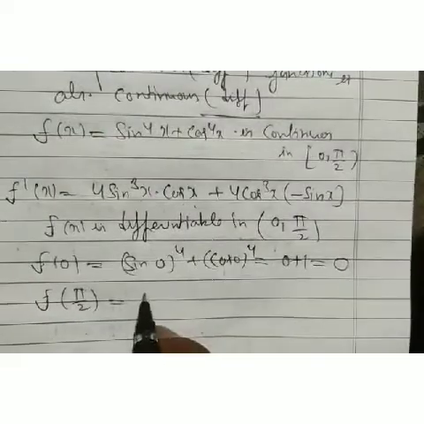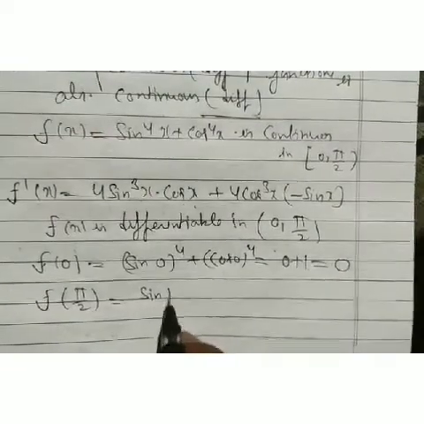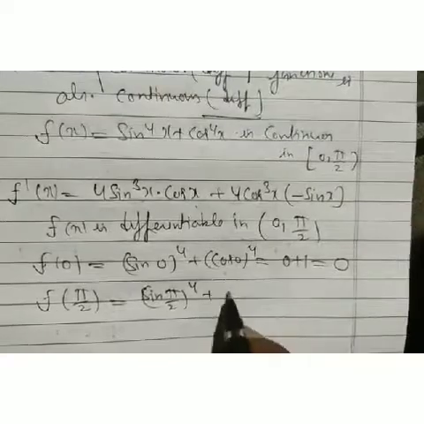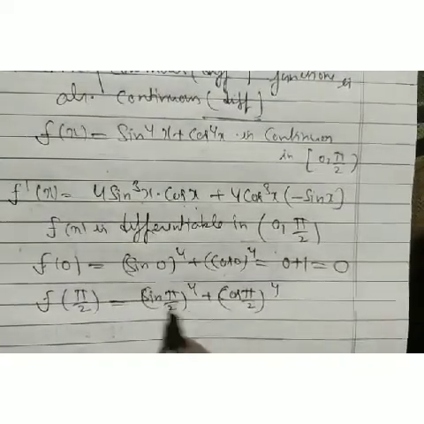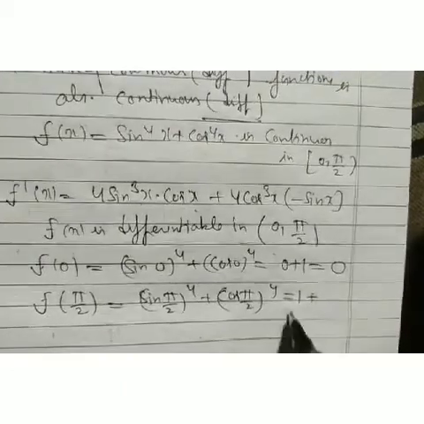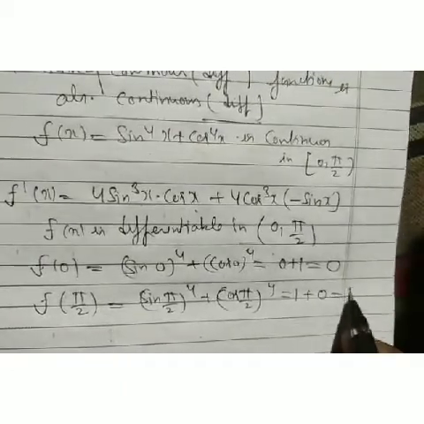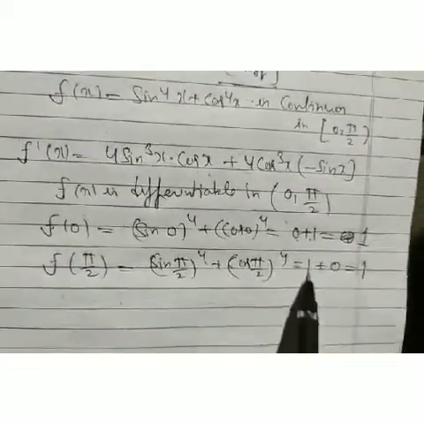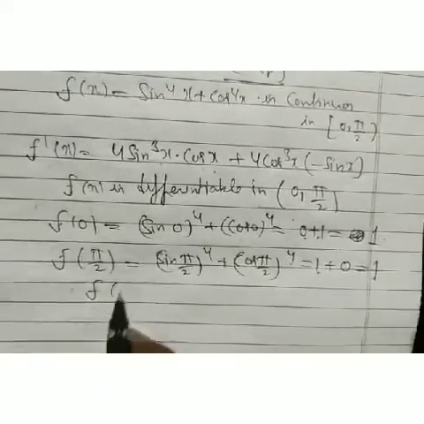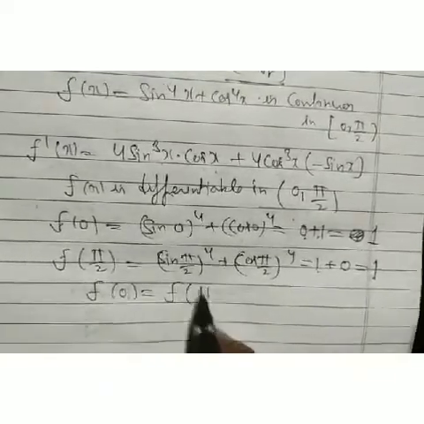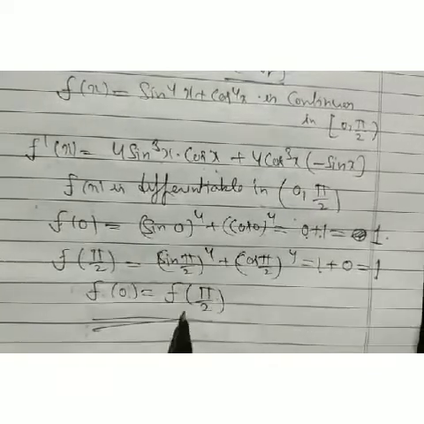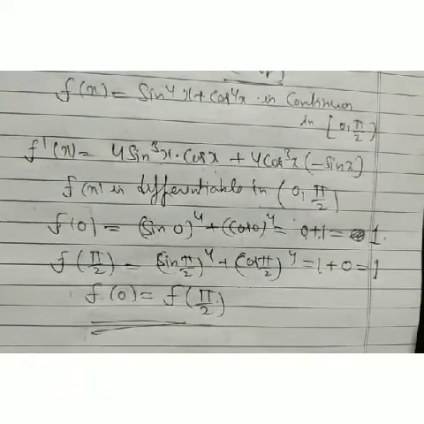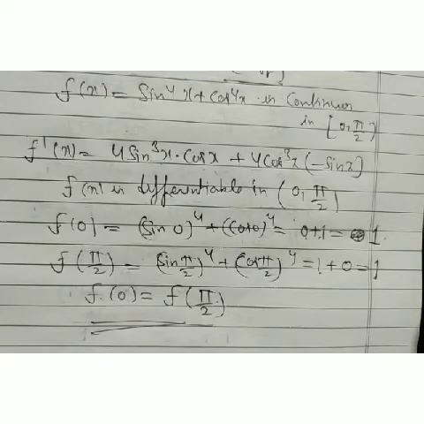Now again, f(pi by 2) is sin pi by 2 to the power 4 plus cos pi by 2 to the power 4. Sin 90 is 1, 1 to the power 4 is 1, cos 90 is 0, 0 to the power 4 is 0. Sorry, here we get 1 plus 0, which is 1, my apology. Now we have f(0) equal to f(pi by 2). We see that it also holds our third condition.